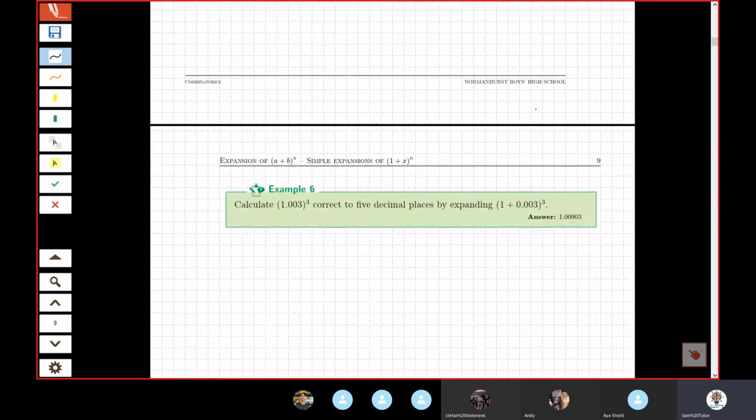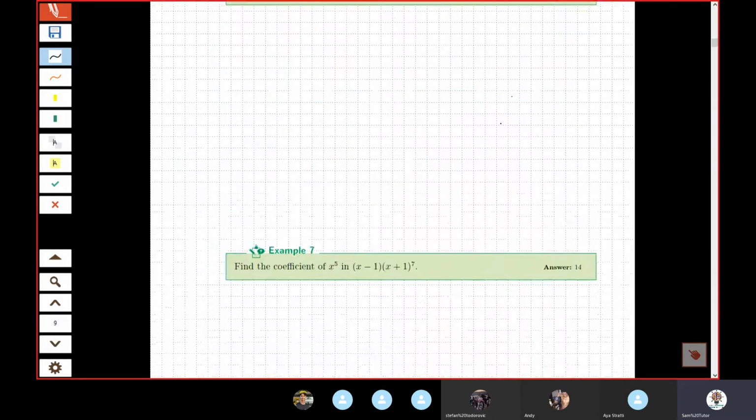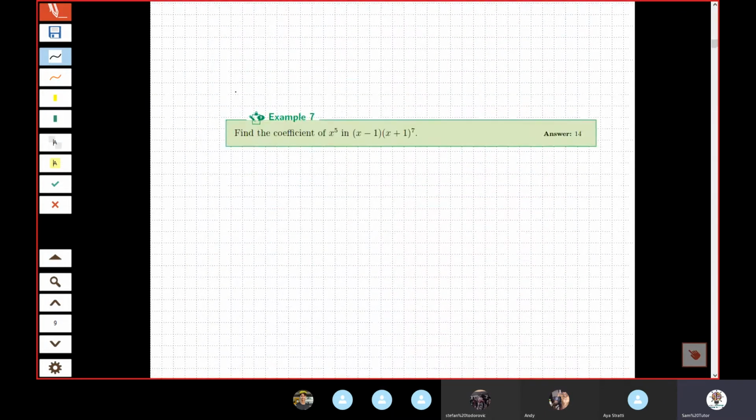n choose k, a to the n minus k. It doesn't matter. I'll just make a point. If you did a to the k and b to the n minus k, if you did that by accident, no one cares. It's the same formula. So don't think that's a strict formula like that. Doesn't matter. But that's just what I memorized.